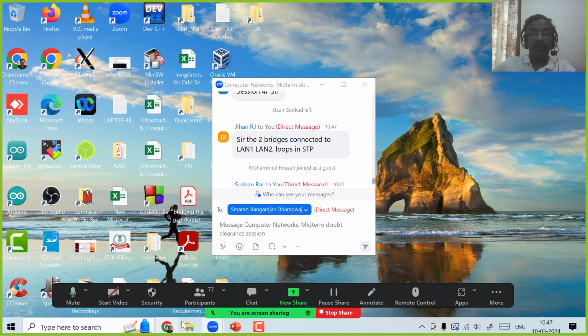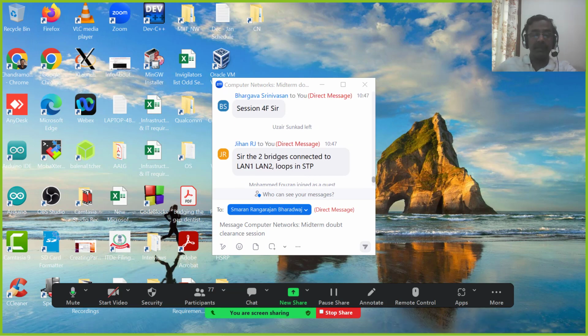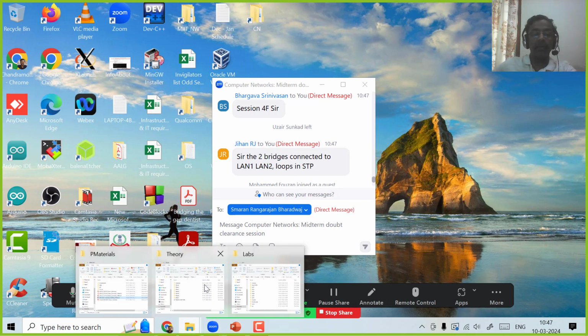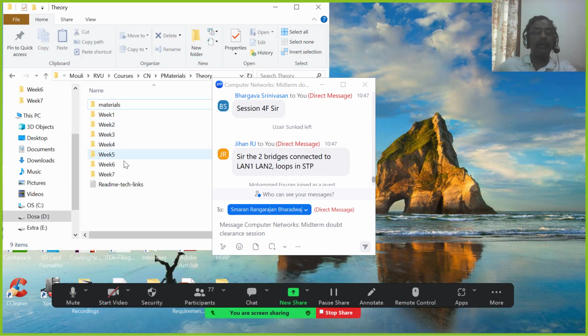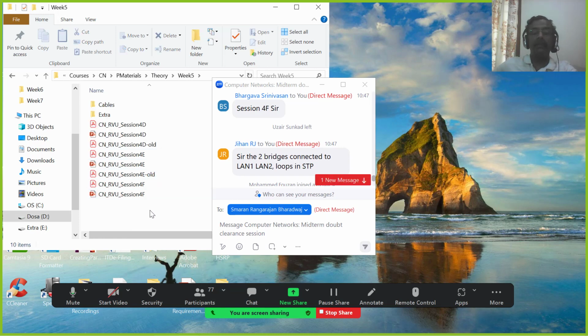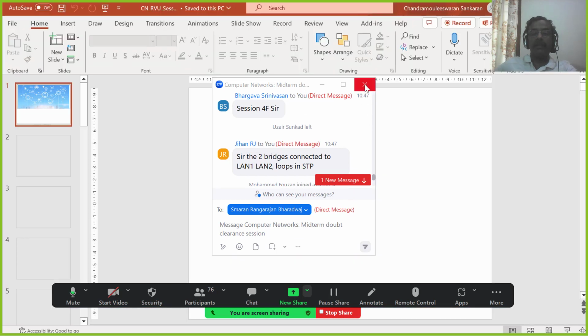LAN 1, LAN 2 loop in STP, which is in session 4F. Is it in session 4F? Please tell me the exact session so that I can open it. I can't search for it. Okay, so it must be here in this week. I'll keep it open, but I'm not saying that I'll cover that in that order. Anything else we can also do.